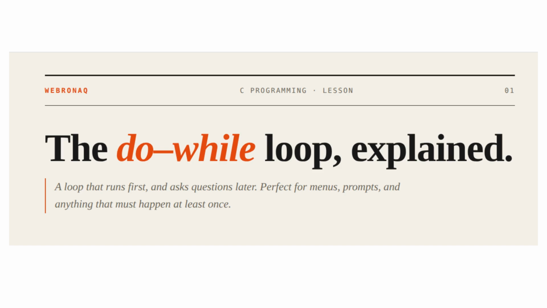Today we're going to talk about one of the most useful loops in C programming, the do-while loop. Now, if you've ever wondered how programs keep showing you a menu again and again until you pick exit, that's exactly what a do-while loop does. It's a loop that runs first and asks questions later. Perfect for menus, prompts, and anything that must happen at least once. So let's dive in and see how it actually works.